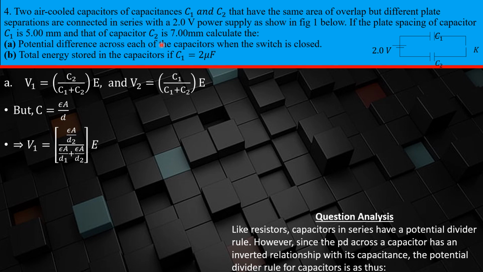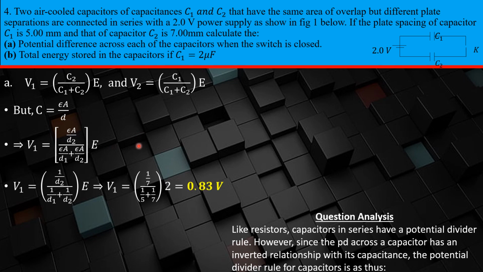substance in the area of overlap of their plates, and that substance is air. So because it's air, they have the same permittivity, and that's why you have epsilon here for both C1 and C2. So if we simplify that math, you notice that we can factor out epsilon A up here, factor out epsilon A down here, and then strike those off. So we are left with 1 over D2 over 1 over D1 plus 1 over D2, multiplied by E.